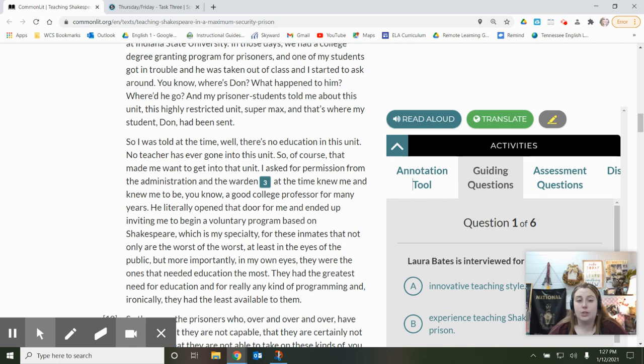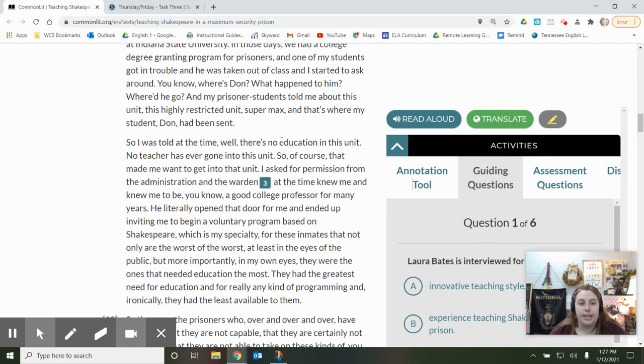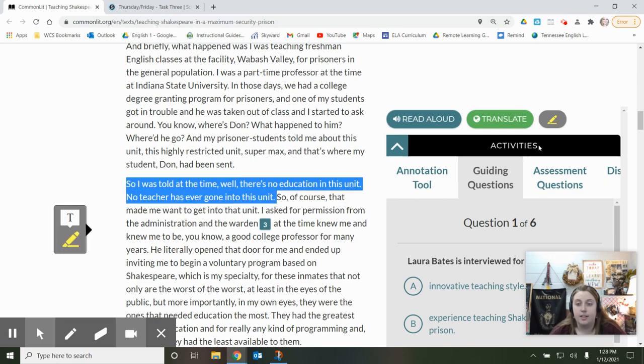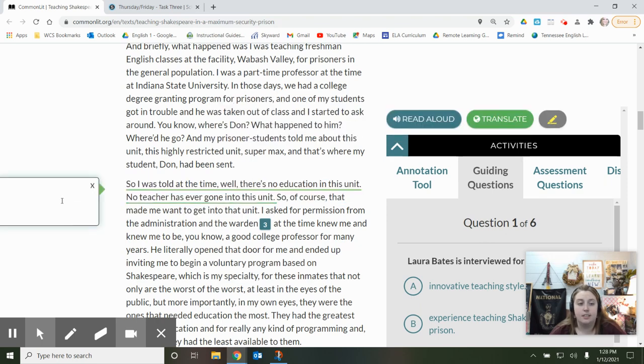So I was told, okay, so what I want to do is I want to annotate this right here. So I was told at that time, well, there's no education in this unit. No teacher has ever gone into this unit. So I want to annotate this. And this is just my own personal thought. Why would she want to go here?